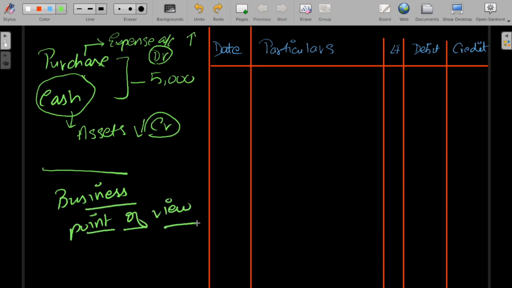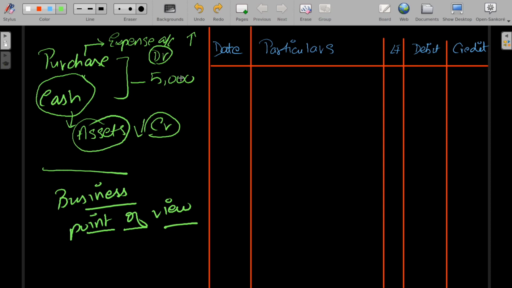Always record a transaction from the business point of view. As per the business, when you purchase goods, the cash is going out of the business, thus your cash decreases and your assets decrease. And as we saw in the table, when your assets decrease, you have to credit the item. And as purchase is an expense, when you purchase some goods, your expenses increase, and thus you have to debit it.